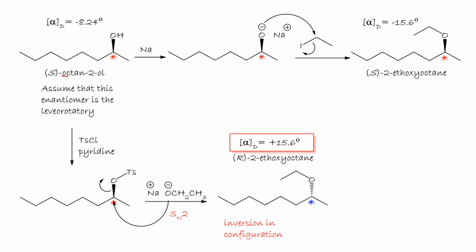Okay, we have octan-2-ol with a chiral center. So assume that we have the S enantiomer, which is levorotatory. Reacting this alcohol with sodium will lead to the formation of the alkoxide. O- will attack the CH2 of the ethyl iodide, ejecting the iodide and forming the S 2-ethoxyoctane with the given specific rotation of -15.6. Nothing happened to this chiral center; no reaction occurred on this carbon.